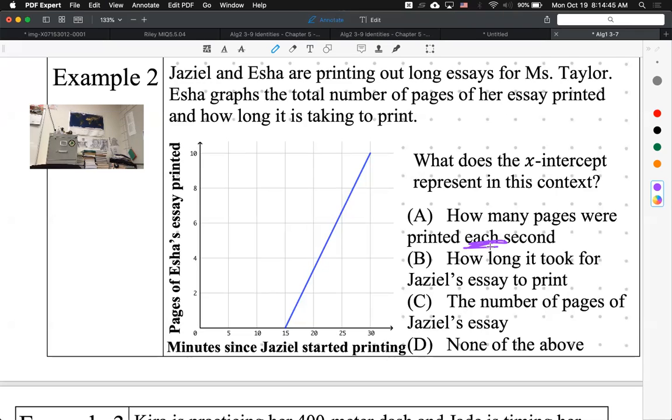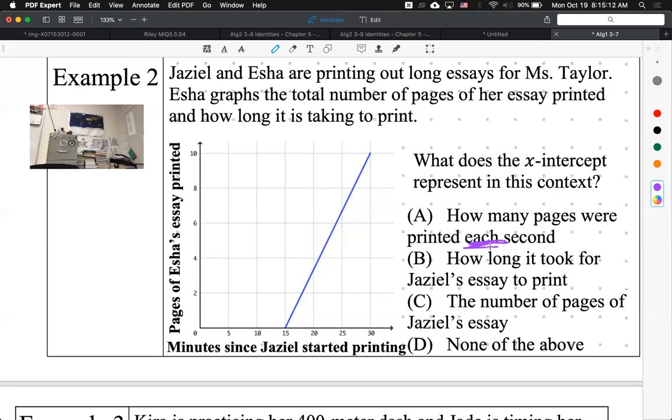How long it took for Haziel's essay to print? Okay, that's an amount, which might be an X or Y intercept because it's a length of time. It's an amount of time. C, the number of pages in Haziel's essay. Okay, that's a number, that's an amount again, which is an X or a Y intercept. And then none of the above. It's probably going to be between B and C just because those are both amount words, amount of time or amount of pages.